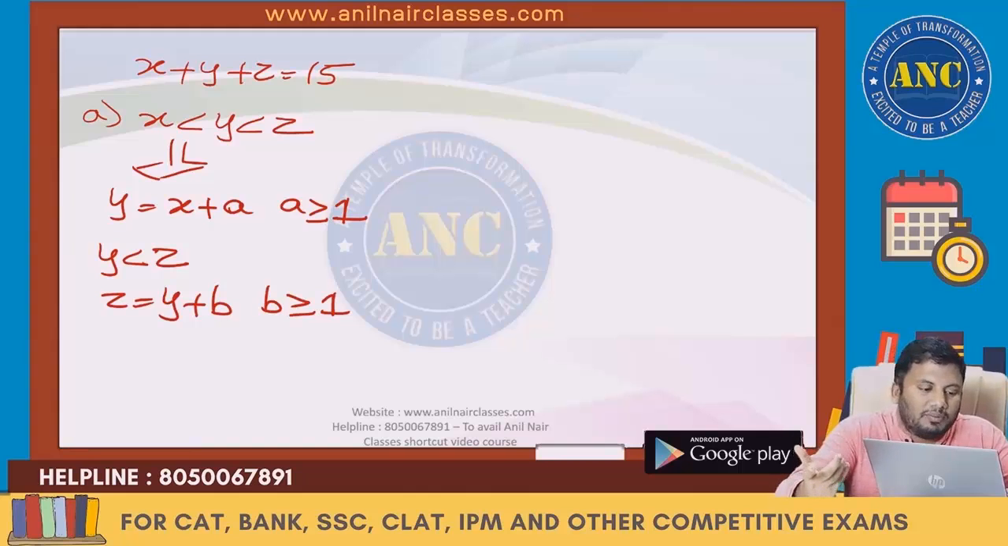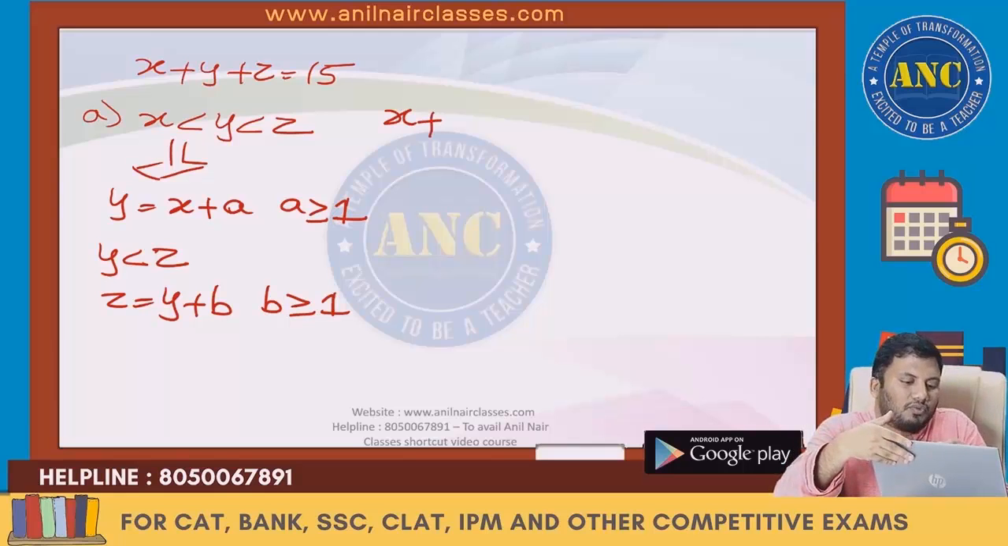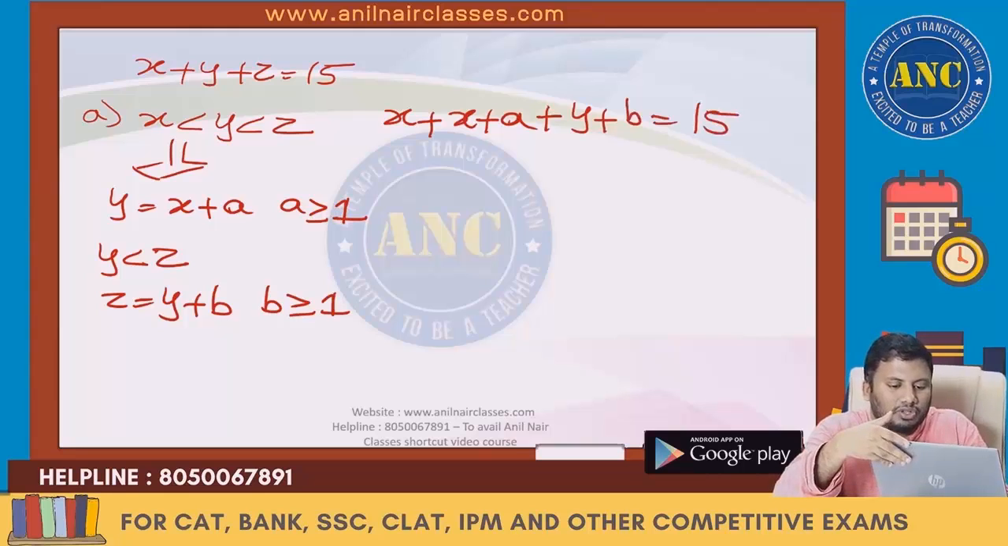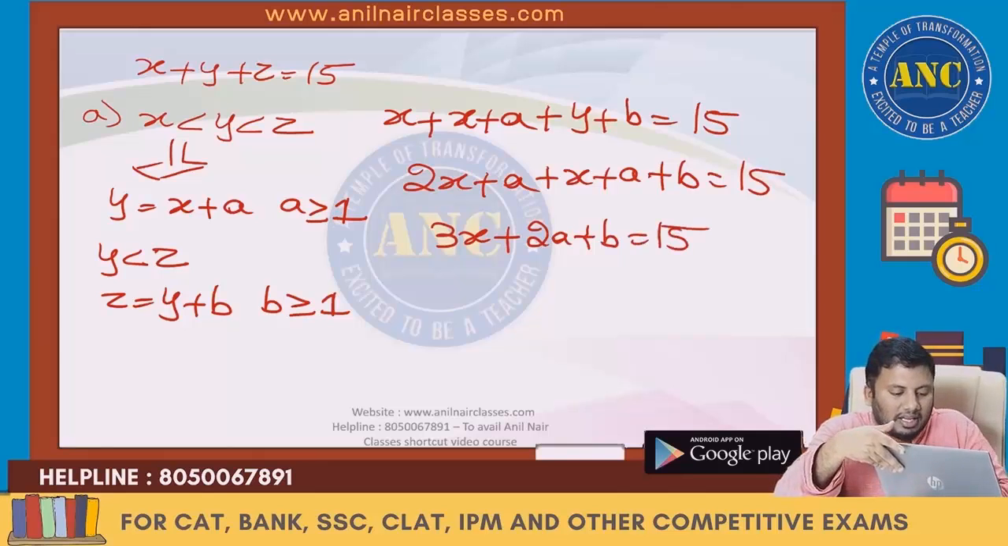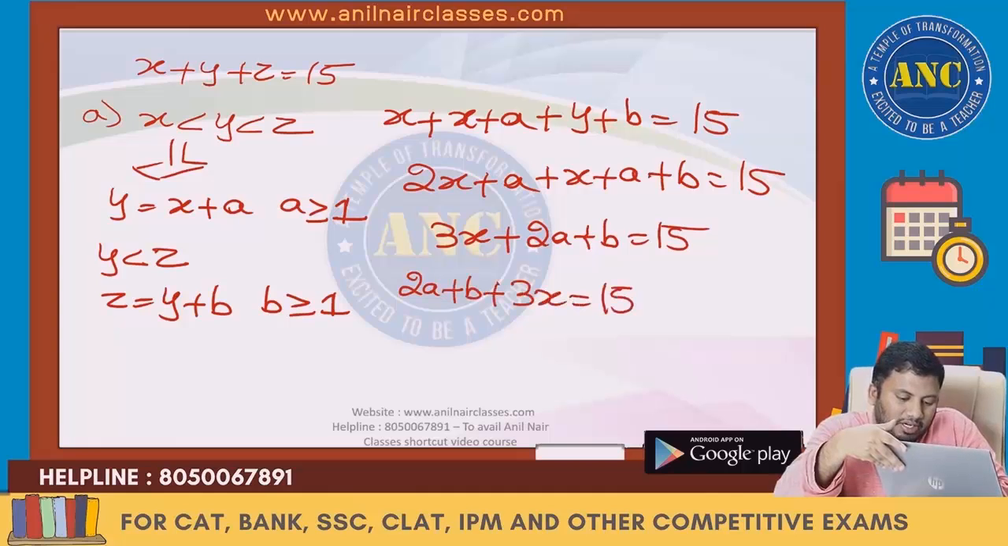x is less than y means y is greater than x. The difference between the natural numbers will be at least 1. So x plus y is x plus a, and z is y plus b, which equals 15. So this is 2x plus a, and y is x plus a plus b, equals 15. So 3x plus 2a plus b equals 15. I hope the idea is clear. 2a plus b plus 3x equals 15.